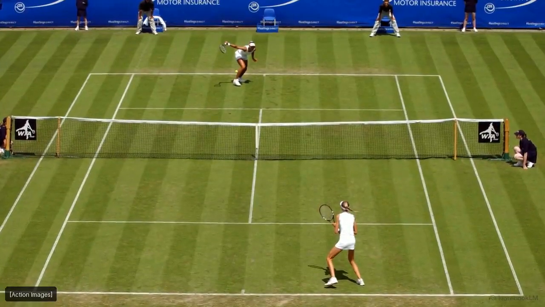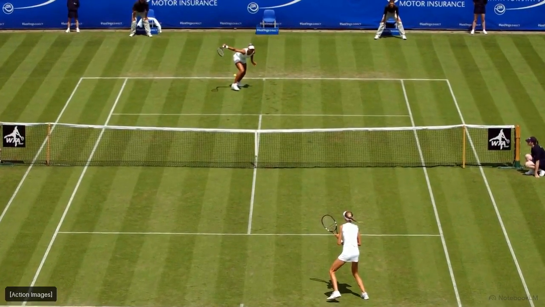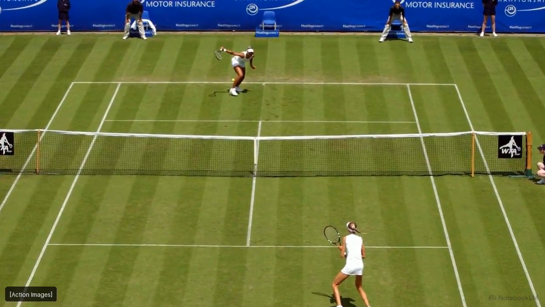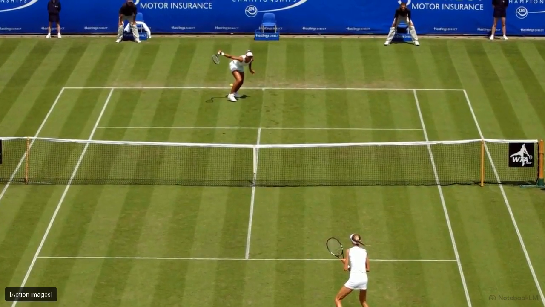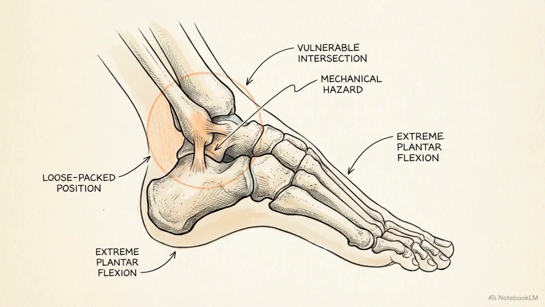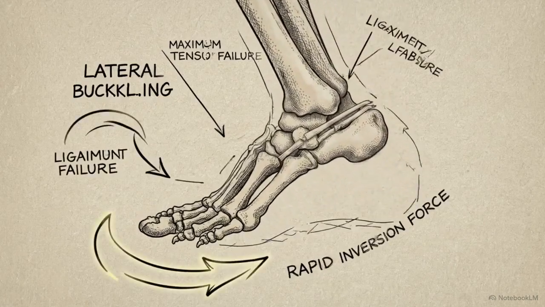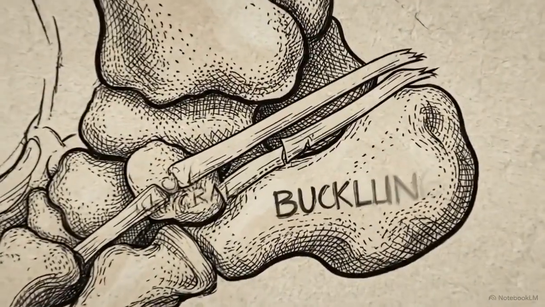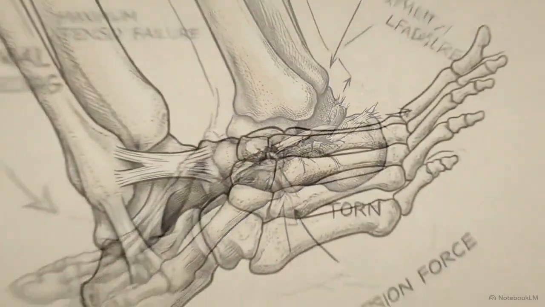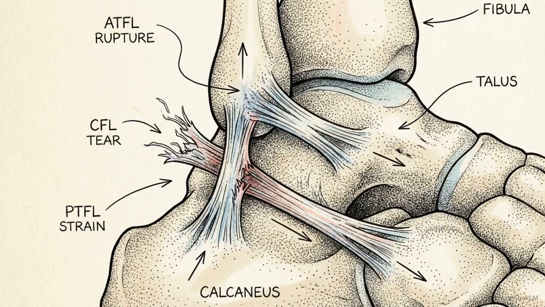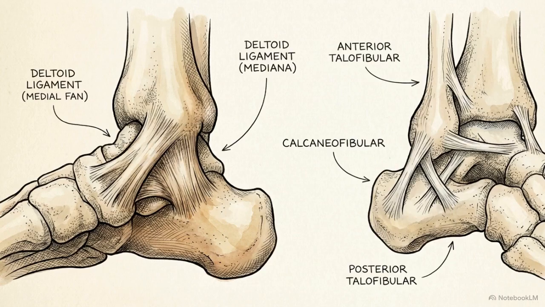The ankle has a similarly predictable point of failure. The lateral ankle sprain is the most common musculoskeletal injury in the human body, frequently seen during high-velocity changes of direction. The damage almost always occurs when the foot is in that unstable, loose-packed position of plantar flexion. Add a rapid inward rolling motion, called inversion, to a plantar flexed foot, and you exceed the structural limits of the joint's outer supports.